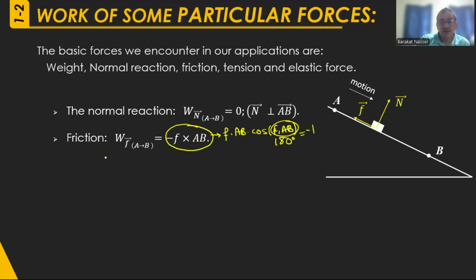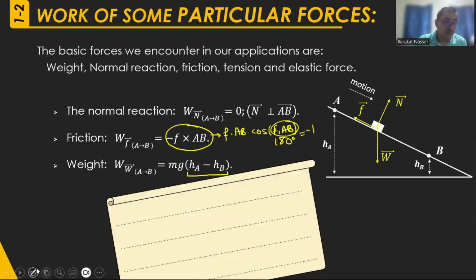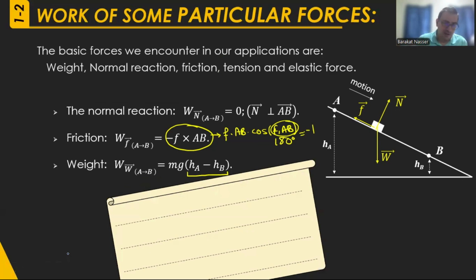Then, work done by weight, which is mg times initial height minus final height, height A minus height B. We'll talk about how this equation was derived in a moment. Let's discuss this briefly. Again, we do not need to explain that in detail when we are solving a problem. We just use the equation as it is.